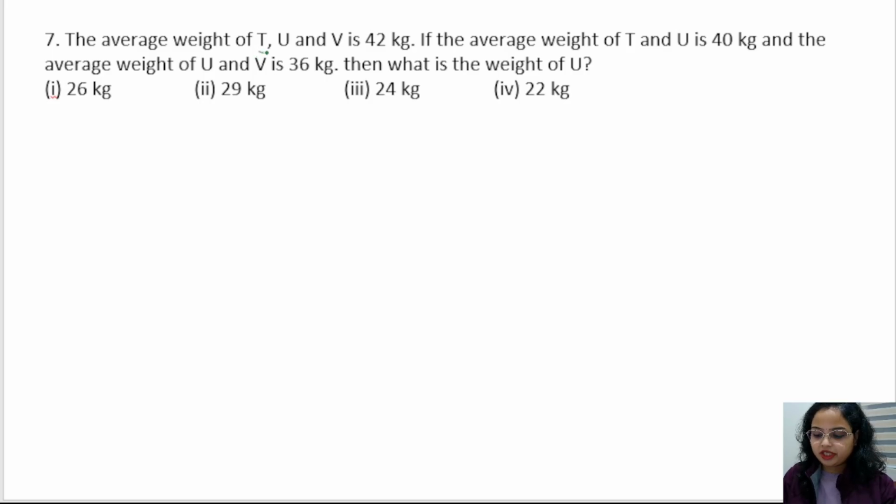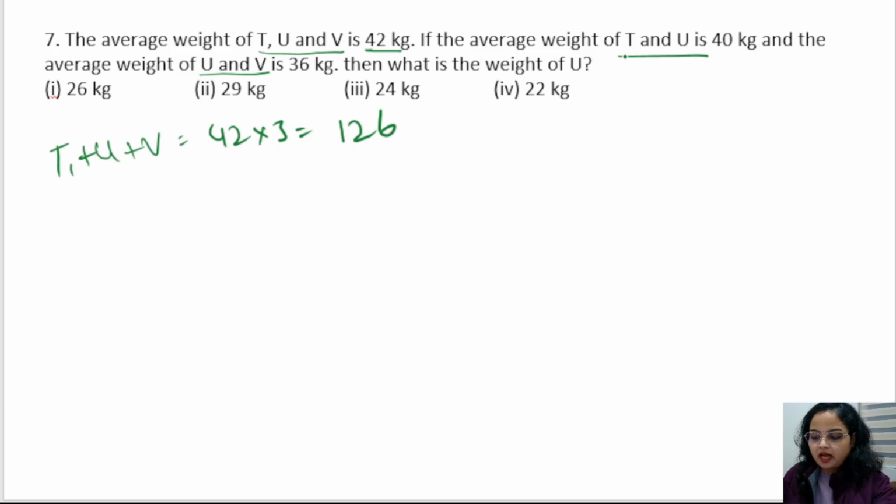The average weight of T, U and V is 42 kgs. If the average weight of T and U is 40 and the average weight of U and V is 36, what is the weight of U? So here what is the total weight of T and U and V? It is 42 into 3. It is 126. And what is the total weight of T and U? It is 40 into 2. It is 80. Total weight of U and V is what? It is 36 into 2, 72.